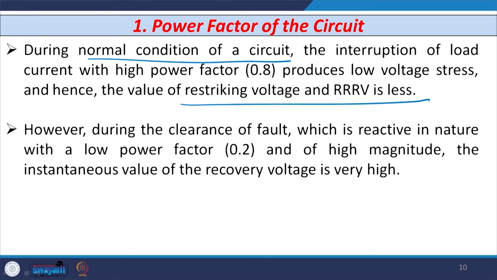However, in case of fault condition, as I told you, whenever a fault occurs, the power factor reduces from 0.8 and becomes almost 0.3, 0.4. So, this is purely a reactive or inductive circuit in nature, the power factor is very low, and the magnitude of current is very high. In this condition, the instantaneous value of recovery voltage is high, because the voltage appearing across the contacts of the circuit breaker is also very high.